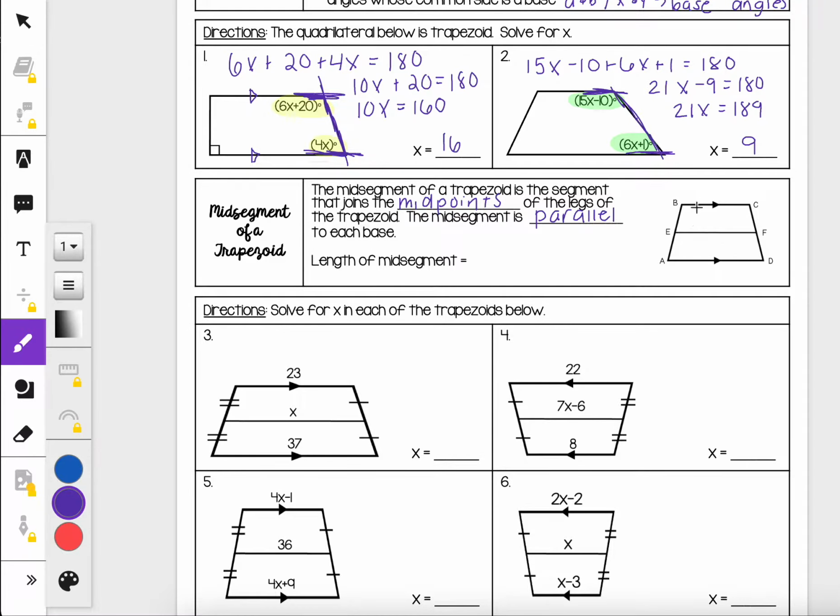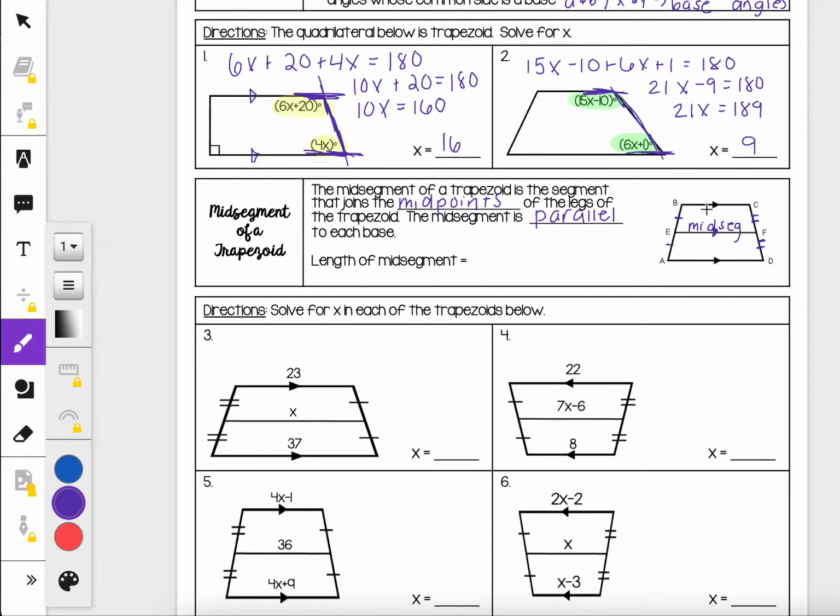Okay, so here's my trapezoid. I have my bases. This midsegment here is going to be EF. So that is my midsegment. I'm going to abbreviate that. And it is going to be parallel to each of the bases, and it is formed by the midpoints of each leg. So E would be the midpoint of segment AB, so I know AE is congruent to BE, and F would be the midpoint of this leg CD, so CF would be congruent to FD.